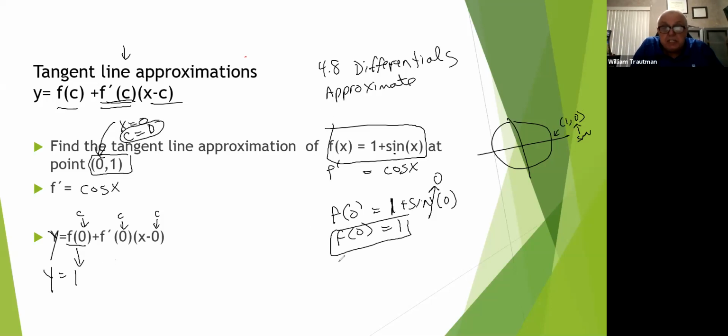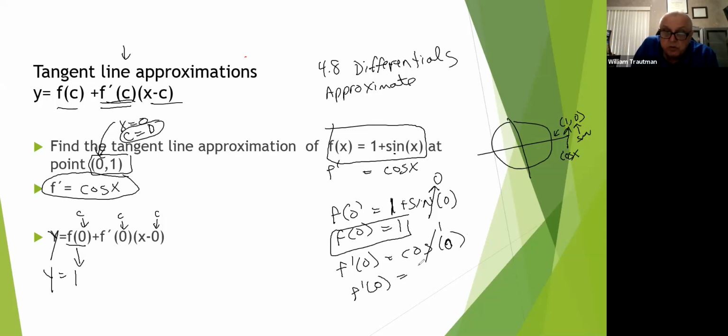Now we're going to find f prime of 0. Well, f prime is the cosine of x, so we want to find the cosine of 0. We're plugging 0 in, not 1. Look at the cosine of 0. The cosine is the x value, and so this equals 1. So f prime of 0 equals 1.